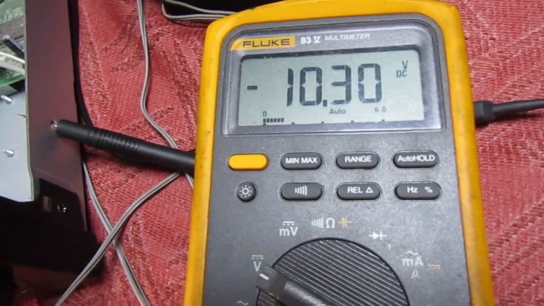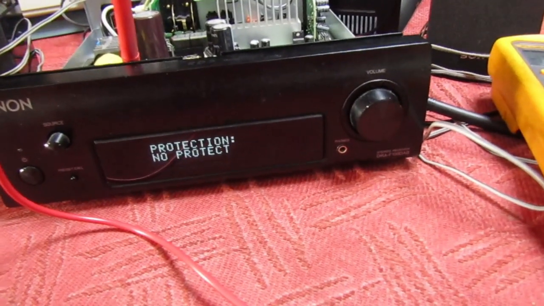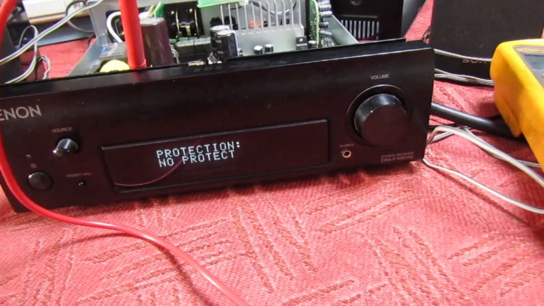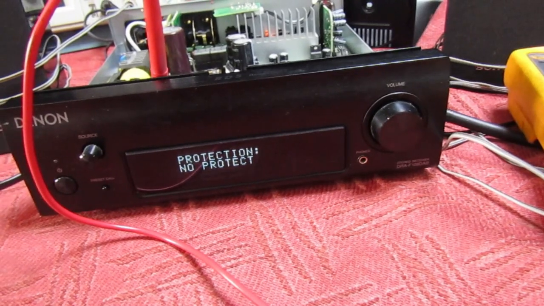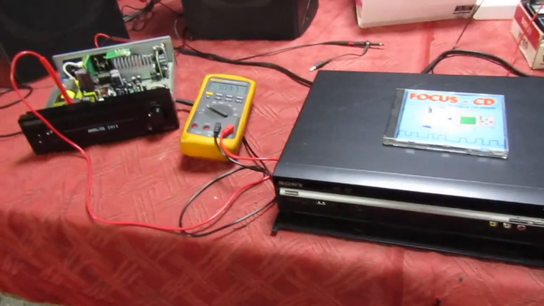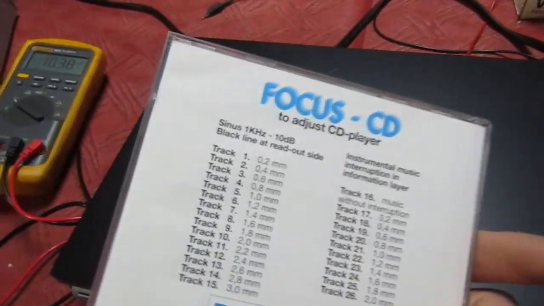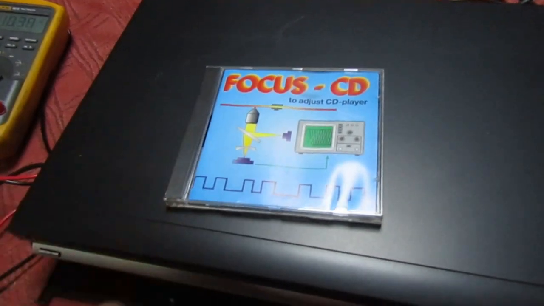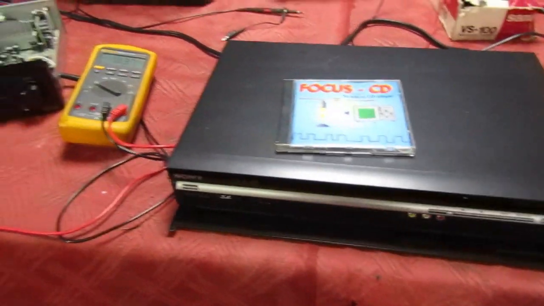That's not actually altered any voltage on the power supply. That's the minus 12 volt rail, that's still showing as low. I'm just going to turn this off at the mains, turn it back on again, and then if it doesn't go immediately back into protect, we'll put some music through and see what happens. Right, so I've decided we're not going to play music, we're going to play this Focus CD for CD players. It's just a 1K sine wave, and then we don't get any problems with YouTube copyright, using other people's music. So it's powered up now.